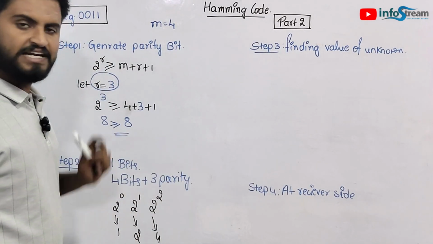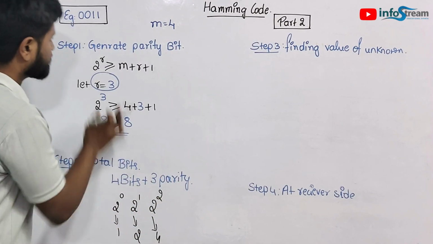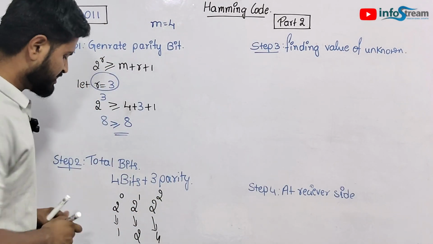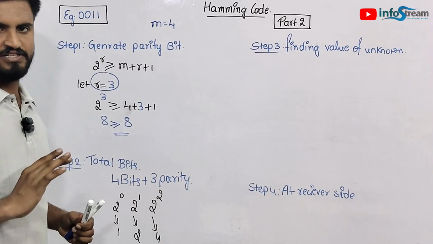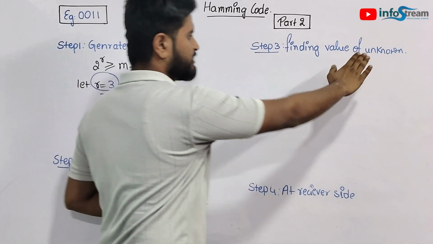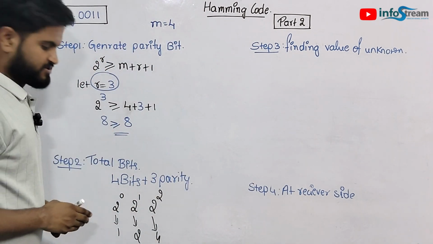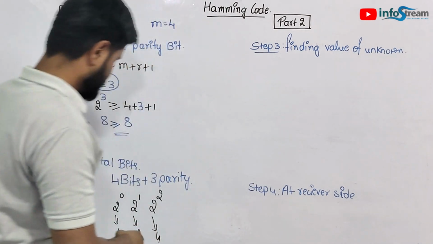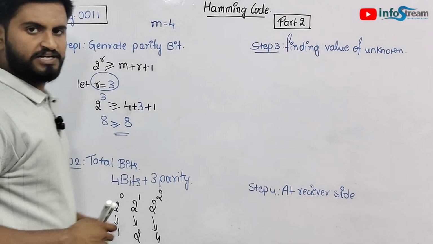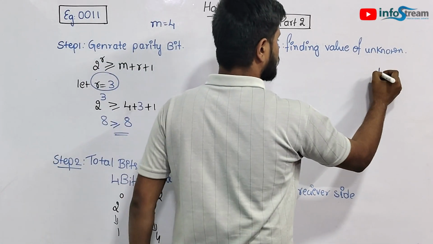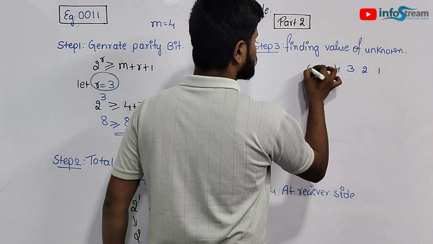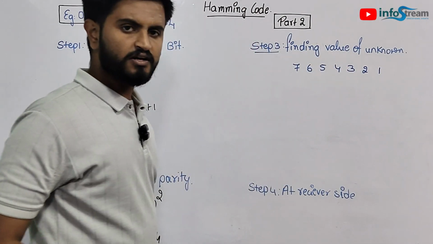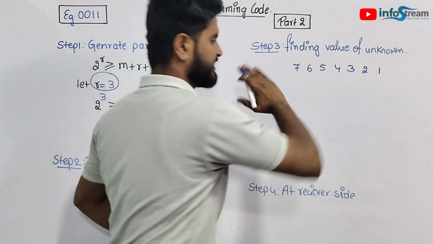So the 3 parity bits which will be added to the bits given in the string will be in the first place, second place and fourth place. Now let's find the value of the unknown parity bits. How many numbers are there? 4 plus 3 bits. So start from 1: 1, 2, 3, 4, 5, 6, 7, from right hand side towards left hand side.